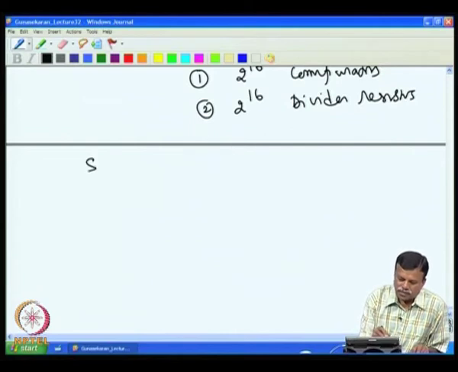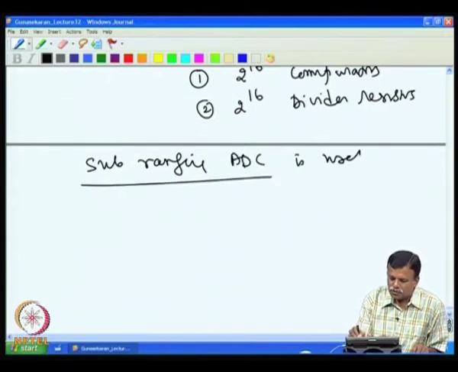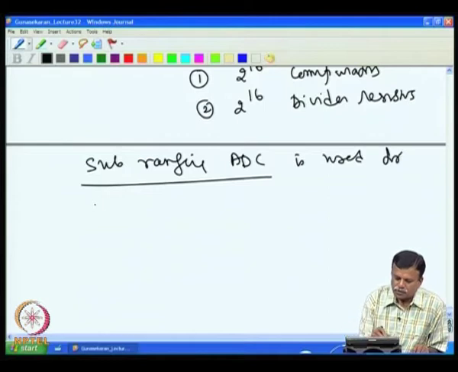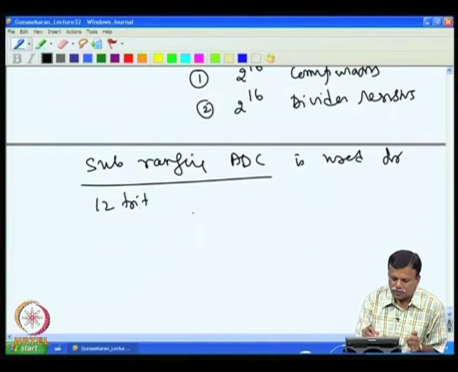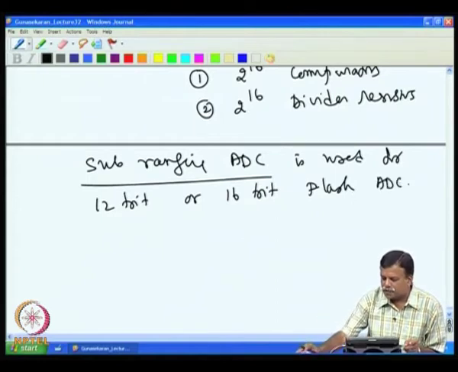For this, only a subranging ADC is used. Subranging ADC is used for 12 bit or 16 bit flash ADCs. So, let us see what a subranging flash A to D converter is.